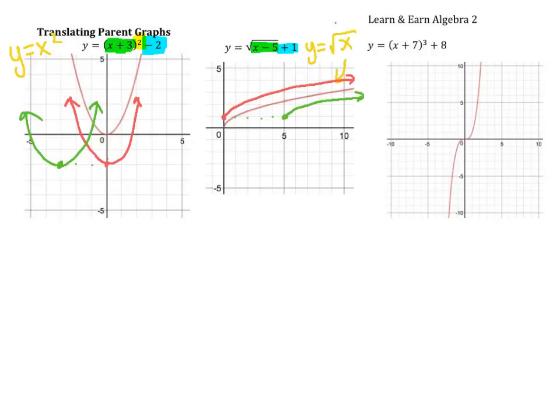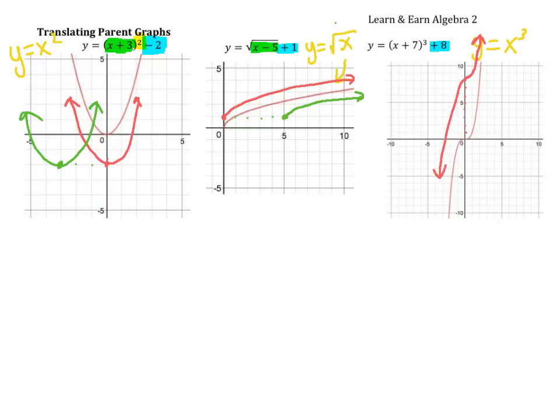Last but not least, y equals (x plus 7) quantity cubed plus 8. The parent graph for this one is y equals x cubed, and that's what I have graphed there in red. The first thing I'm going to graph is a positive 8. That tells me to go up 8 spots. So 1, 2, 3, 4, 5, 6, 7, 8. And from that spot, I'm going to draw my cubic graph as best as I can.